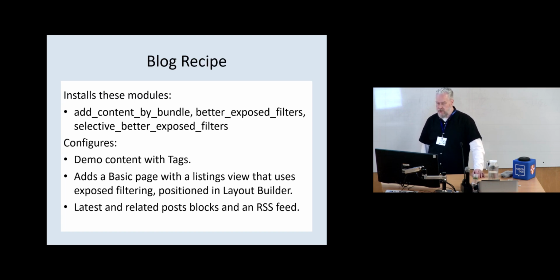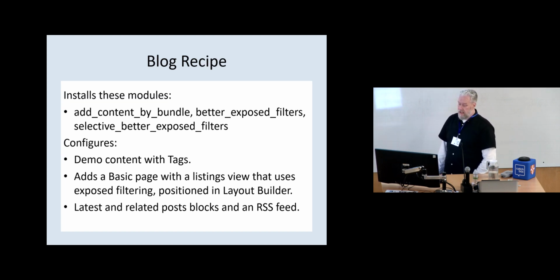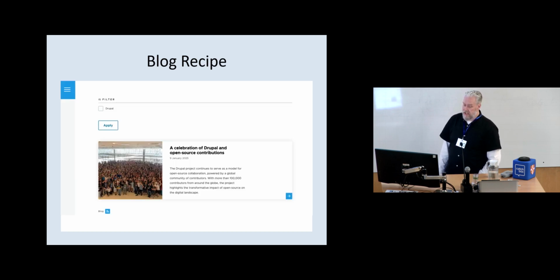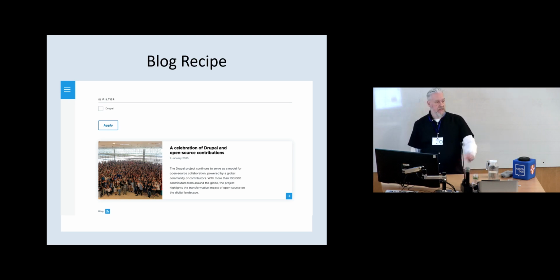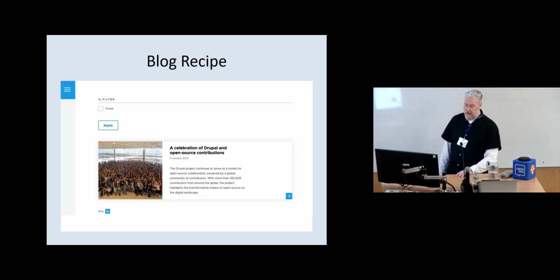You get a basic page with the view listing. The view is actually a block, not the view being the page itself, which probably breaks the Ajax thing that was talked about earlier. But that's all positioned within Layout Builder. And with the blog, you get the latest posts and related posts blocks as well that you can position, and an RSS feed. And that's what it looks like. You can see the selective better exposed filters in the top there. It's got a wee button where you can tick that, and it will filter your list to show only Drupal. If there's other tags in place, you can obviously filter by them as well, and you can see the wee RSS feed at the bottom.